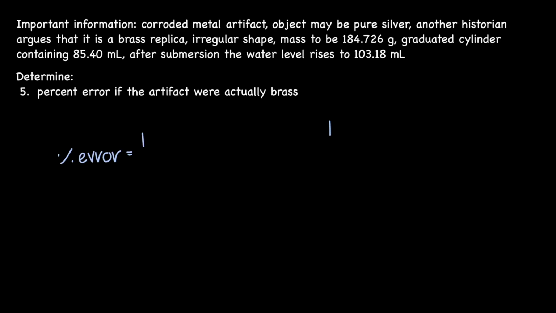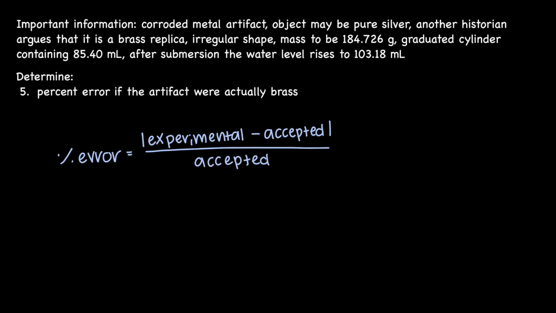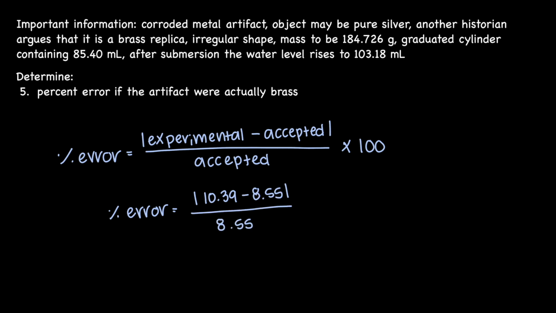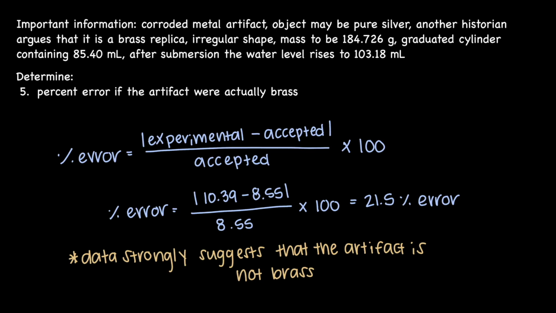Percent error equals the absolute value of the experimental value minus the accepted value divided by the accepted value times 100. Substituting our values, percent error equals the absolute value of 10.39 minus 8.55 divided by 8.55 times 100. Calculating, we obtain a percent error of 21.5%. Since the percent error is much larger than the possible 3% uncertainty caused by corrosion, the data strongly suggests that the artifact is not brass.